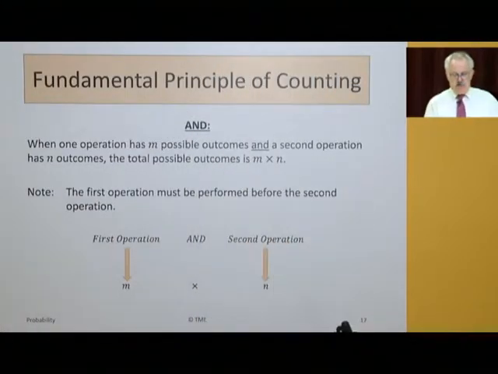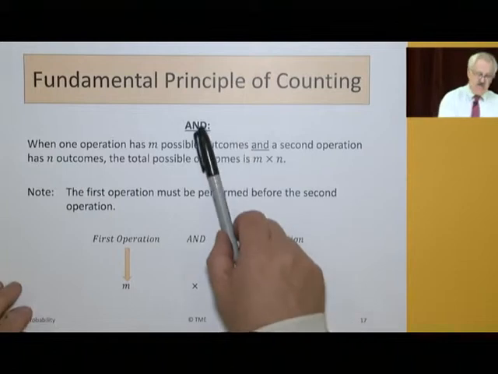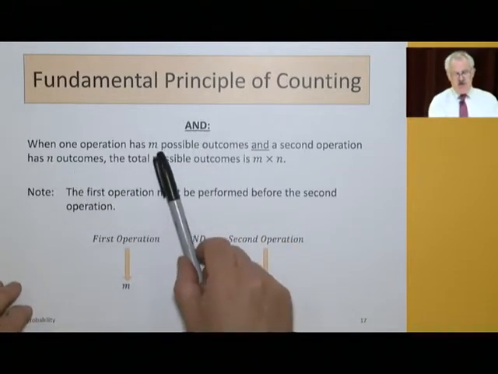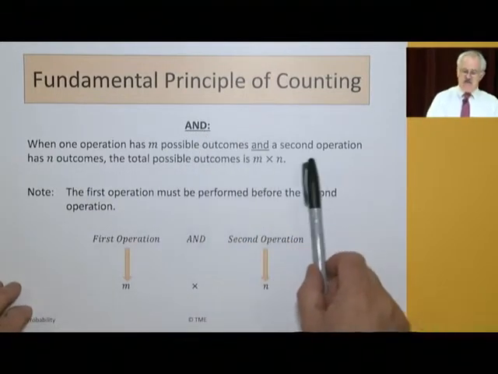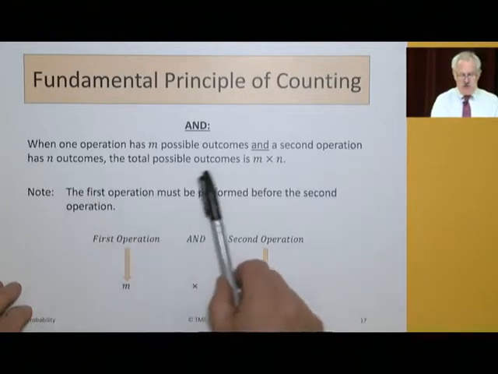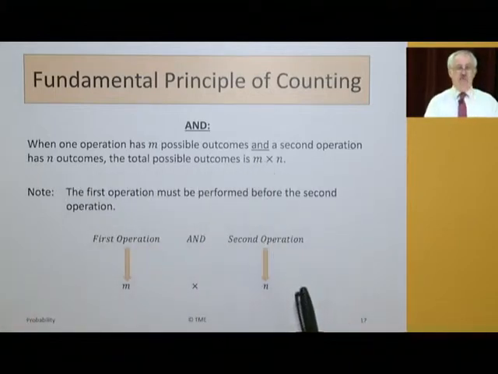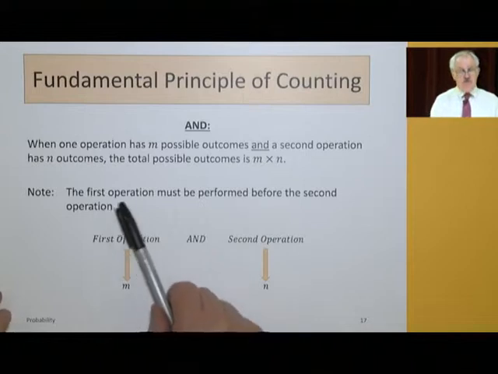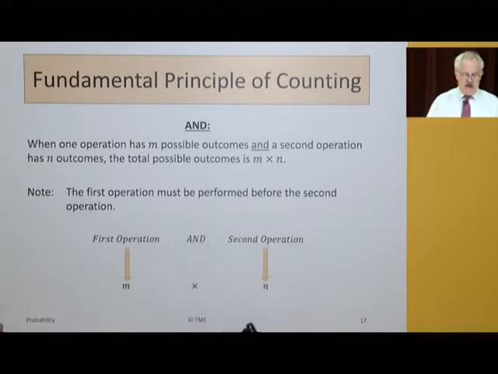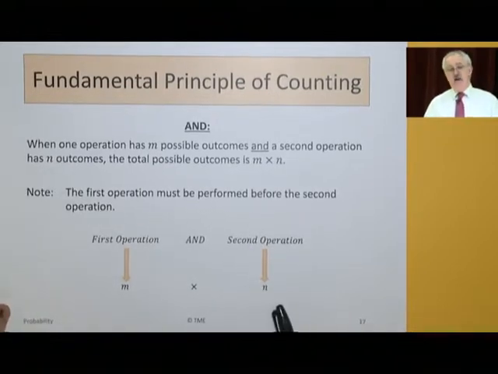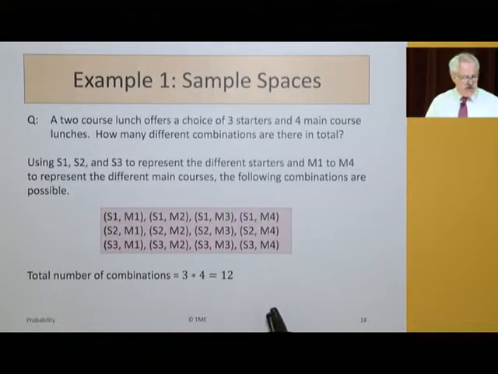There's a fundamental principle of counting here in terms of "and". When one operation has m possible outcomes and a second operation has n outcomes, the total number of outcomes is m times n. The first operation must be performed before the second one. And there's the equation. First operation and the second one, m by n. Now that's on the theoretical side, but let's look at what that might mean.